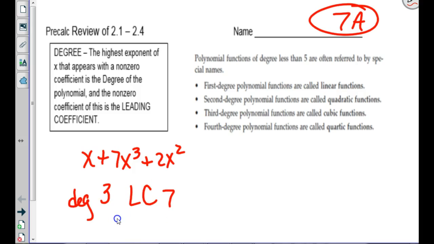Now, what does the degree tell us? It is an odd degree, so yes, it does determine end behavior, right? Odd degree with a leading coefficient that's positive, the end behavior shape will look like this. It also tells us the maximum number of x-intercepts. Maximum possible number of x-intercepts.